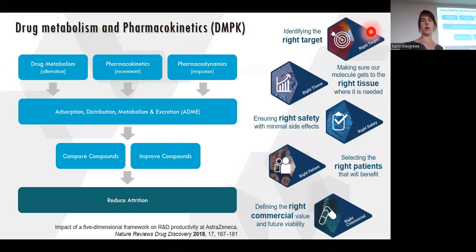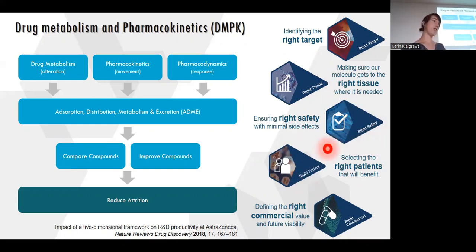You have to make sure that your drug makes it to the right tissue where it is needed, for instance, a tumor. There's no point if it moves around in the blood but never makes it to the tumor in a critical concentration. You have to ensure the right safety. Your drug obviously shouldn't be toxic, or minimally toxic, with tolerable side effects. A cytostatic drug, for instance, will never be non-toxic, but it should be tolerable.